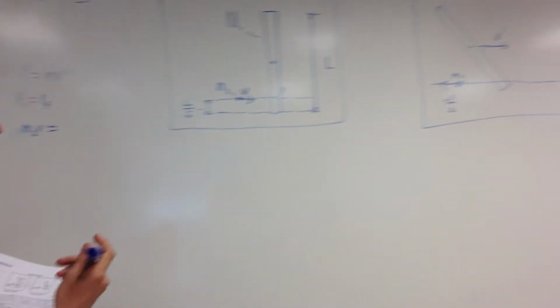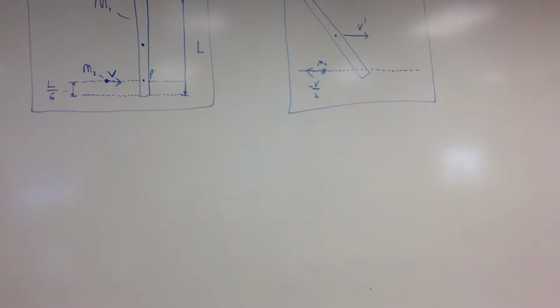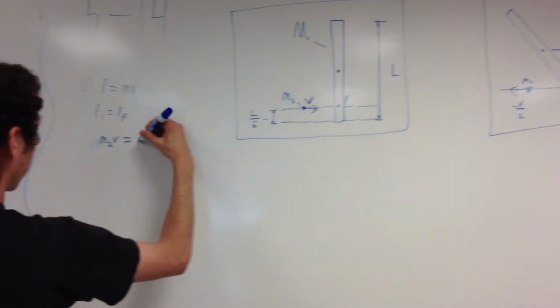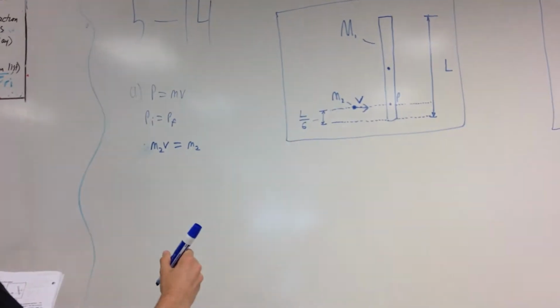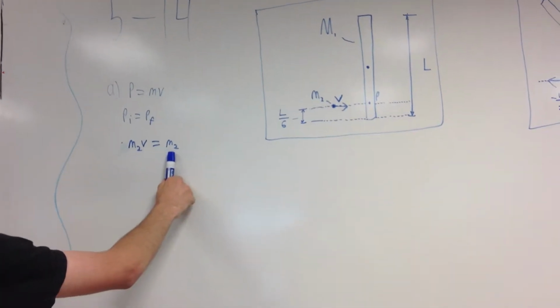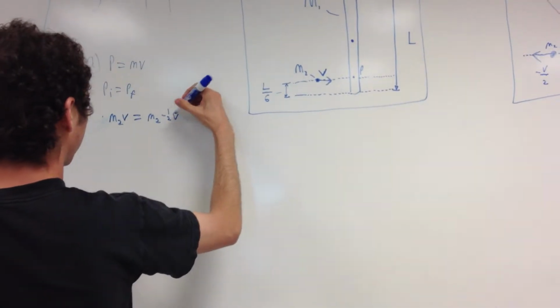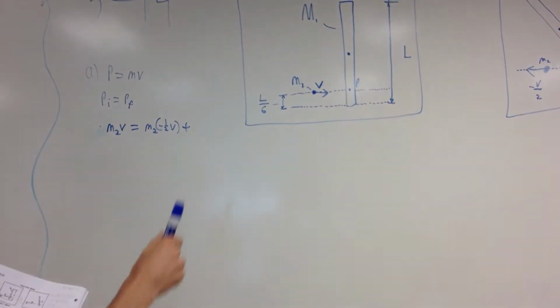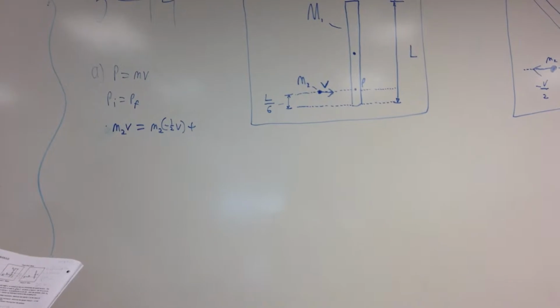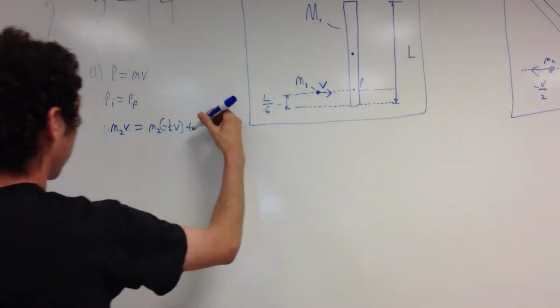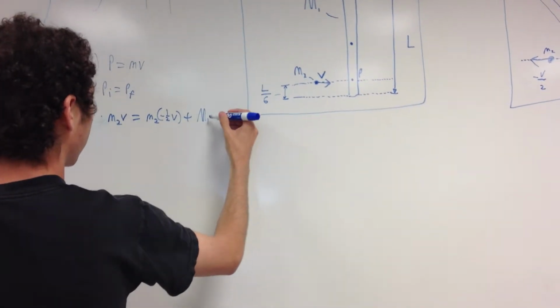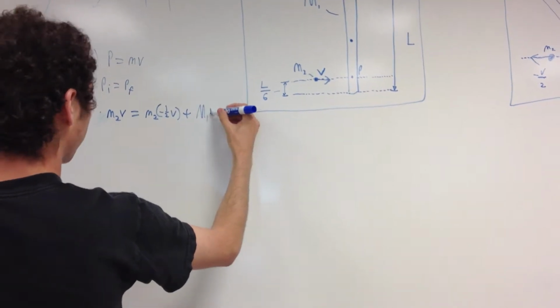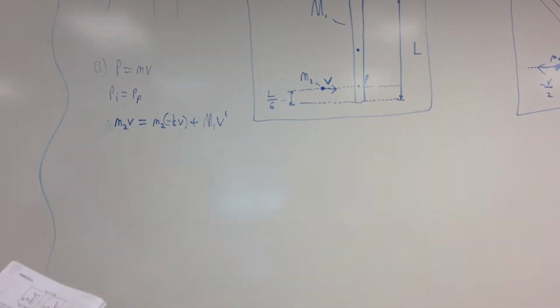The total final momentum is going to be the linear momentum of mass 2, which is mass 2 times its final velocity, which is given to you by negative v over 2. And then you're also going to get the linear momentum of the rod, and that's going to be equivalent to mass 1 of the rod times velocity prime, which is what we're looking for.